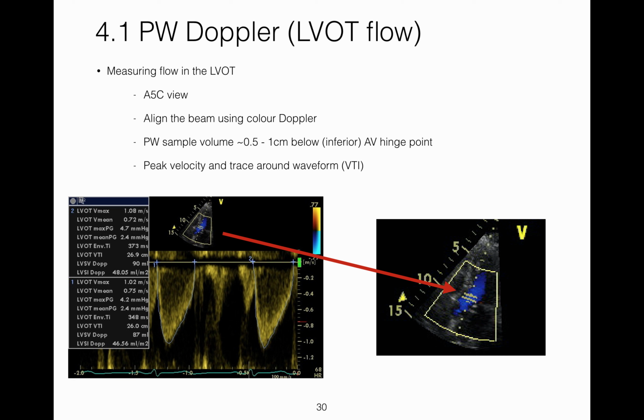Pulse wave is also used to measure left ventricular outflow. Measuring flow in the left ventricular outflow tract is best made from the apical 5-chamber view. Color Doppler should be used to help align the ultrasound beam. The pulse wave sample volume should be positioned approximately 0.5 to 1 centimeter inferior to the aortic valve hinge point. The peak velocity should be identified and a trace around the outer edge of the entire waveform made to enable the calculation of the velocity time integral.